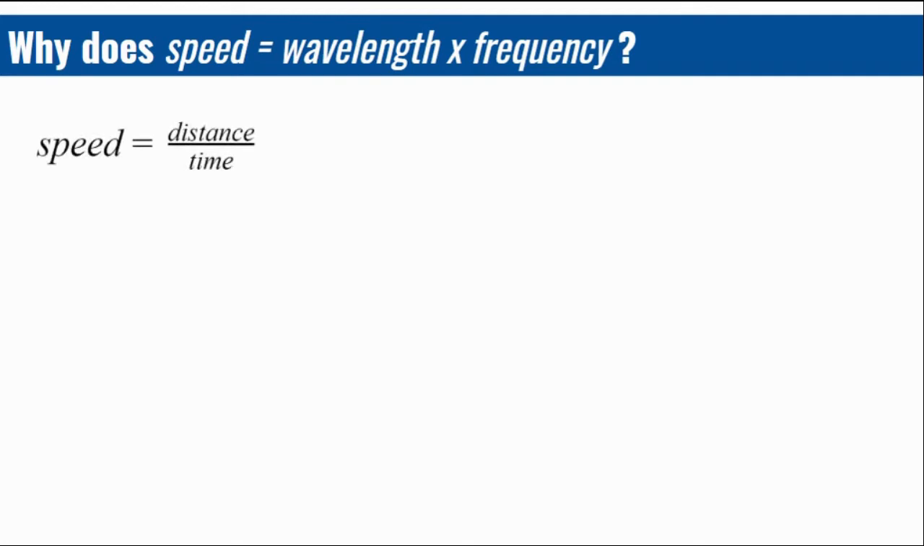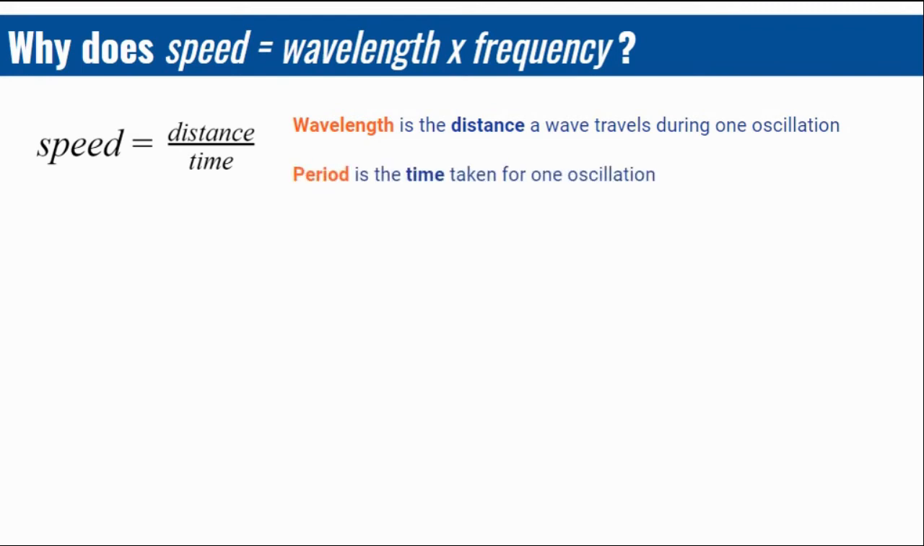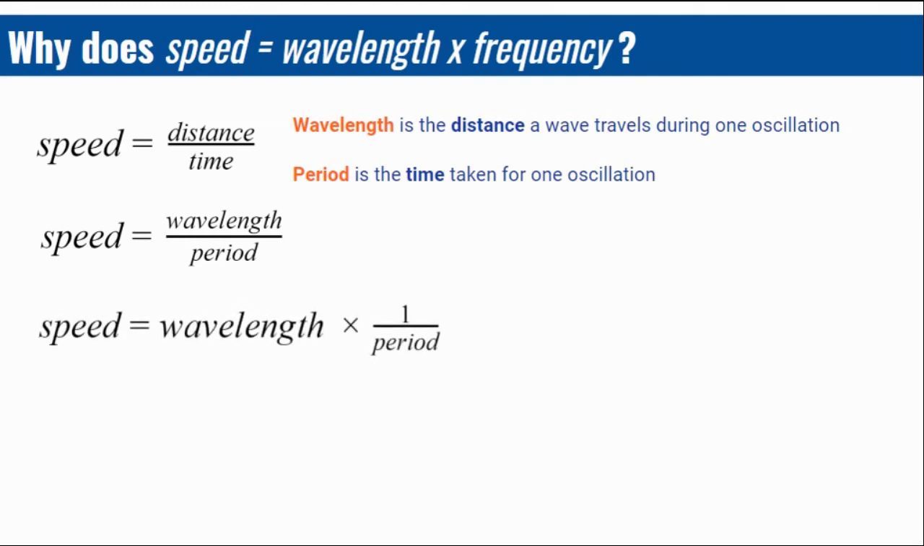So we have our speed equation, which is speed equals distance over time. And we know that wavelength is the distance a wave travels during one oscillation. And we know that the wave period is the time taken for one oscillation. So we can substitute into the speed equation wavelength and period and get speed is equal to wavelength divided by period. Now if we get a little bit mathsy, we can rewrite that to be speed equals wavelength times 1 over period. Dividing by period is the same as multiplying by 1 over period.